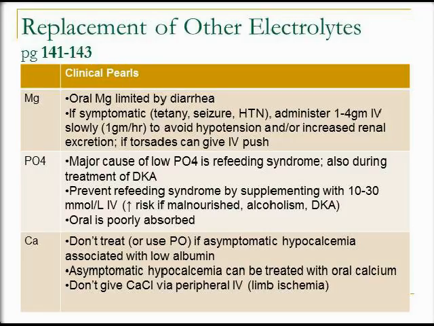For calcium, for hypocalcemia, you could use it orally if a patient is asymptomatic. It's also associated with low albumin concentrations. Asymptomatic hypocalcemia can be treated with oral, and you don't give calcium chloride peripherally because it can cause limb ischemia. Some people have asked during the break if you can dilute calcium chloride because of the shortage of calcium gluconate. I don't know the answer if you can dilute it and then give it peripherally, but I know that some places are doing that.